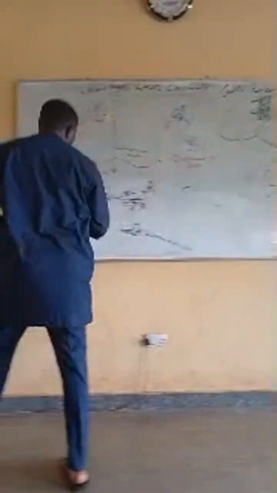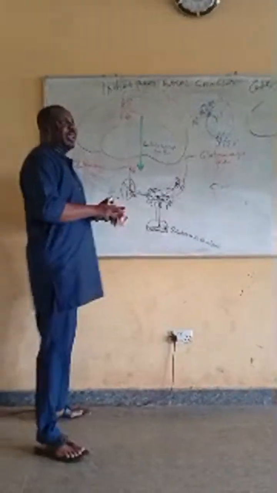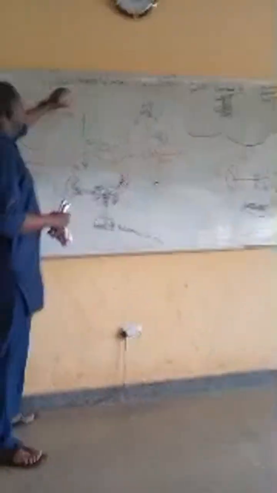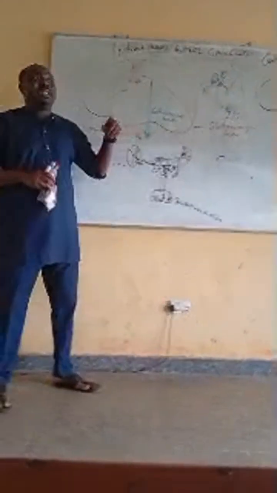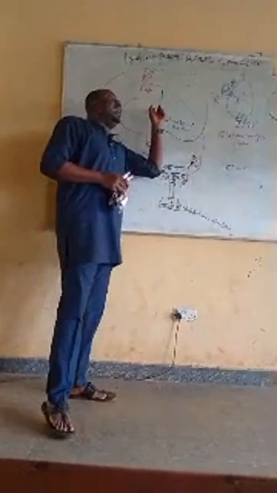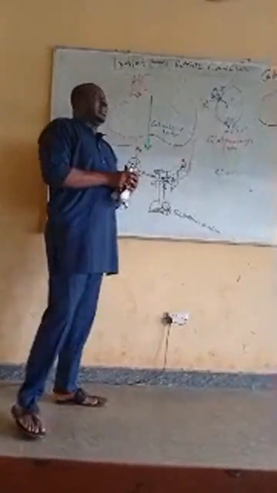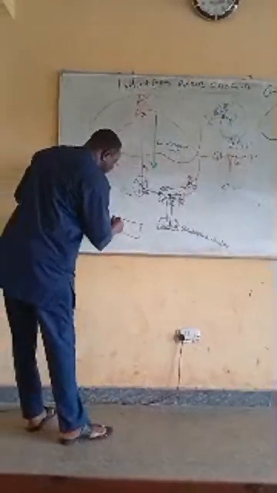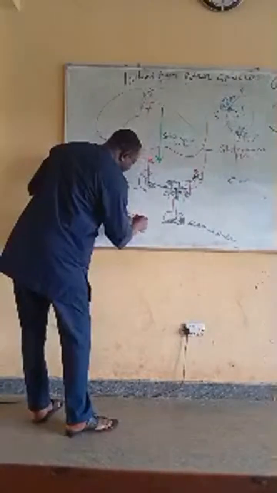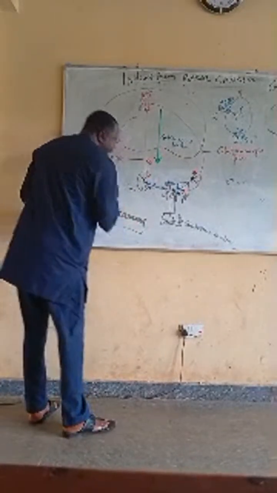Now let's go to the indirect pathway. Usually the indirect pathway stops movement, but the activity of the nigrostriatal pathway increases movement here. Let me show you how. This is the substantia nigra.